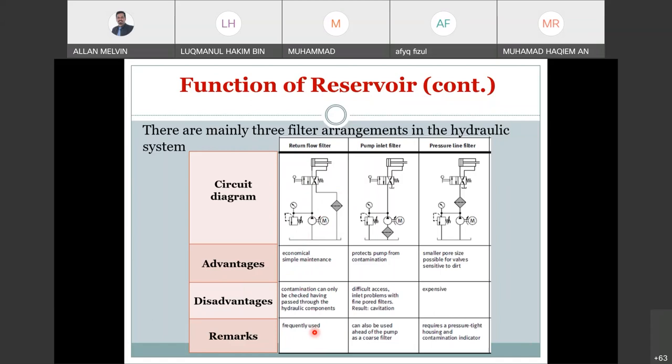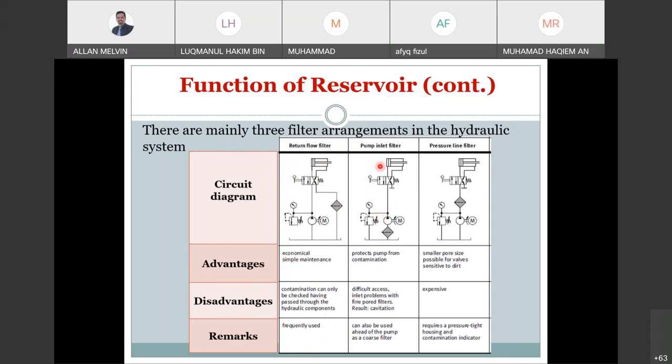Okay, so you can read the advantage. Simple maintenance, because you just need to maintain after the system does the work. So it doesn't disturb the operation of the system. Disadvantage: contaminant can only be checked after having passed through the hydraulic components. That means if there is contaminant, it has already passed through all the hydraulics, and only when it returns can you check. So that's the disadvantage. Before it returns, your component may already be damaged. Although it is economically simple and lower cost, it has some disadvantages. But in industry, this is the setup that is frequently used because of easy maintenance.